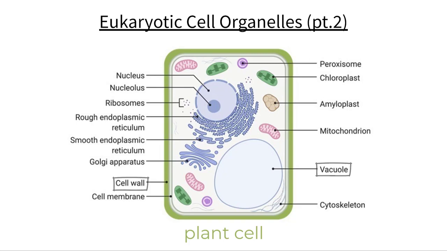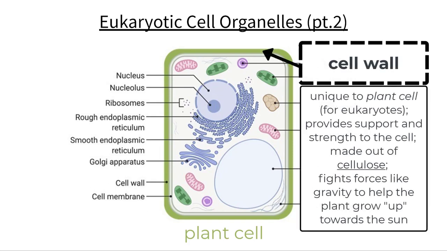Two other structures that are unique to the eukaryotic plant cell are the central water vacuole and the cell wall. We discussed earlier that eukaryotic animal cells have a cell membrane, and as we can see here, plant cells have a membrane as well, but they also have the addition of this structure called the cell wall. This structure provides support and strength to the cell and is made out of a common plant component called cellulose. This should hopefully be easy to picture as many plants are constantly growing up towards the sun and fighting forces like gravity to do so.